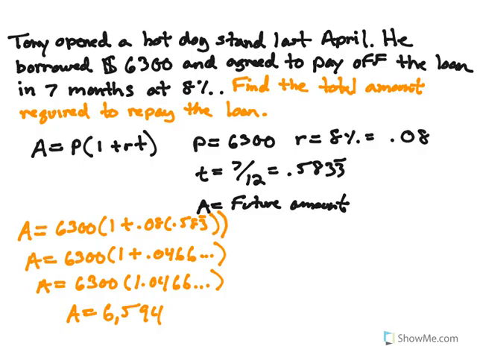So what you want to do is that when you plug your values into the formula, go ahead and follow order of operations. 0.08 times 0.583. Remember that the 3 is repeating, so when you convert 7 over 12, keep that whole decimal in the calculator and then times that by 0.08, and then you'll get 0.0466. Again, that also repeats. Add 1, and you'll get 1.04666. And then you take that and multiply it by the 6,300. And you get a total of $6,594 that Tony would have to pay back after the 7-month period.